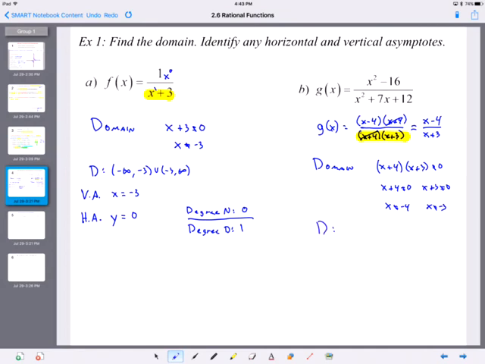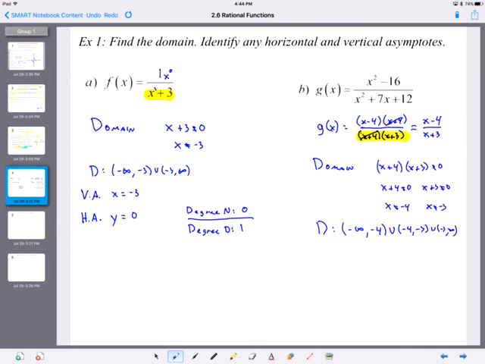So your domain, and if we're going to do this in interval notation, it's going to be a little bit longer because we have two breaks. So negative infinity to negative 4, and then we'll pick it back up from negative 4 to negative 3, and then from negative 3 to infinity.